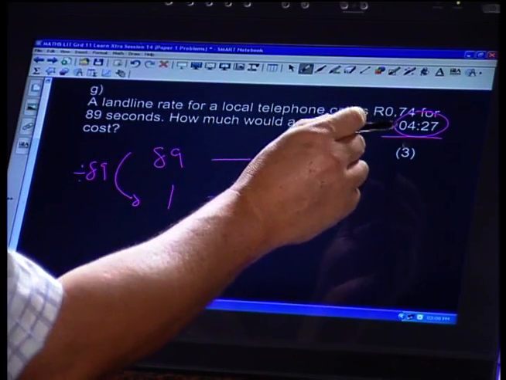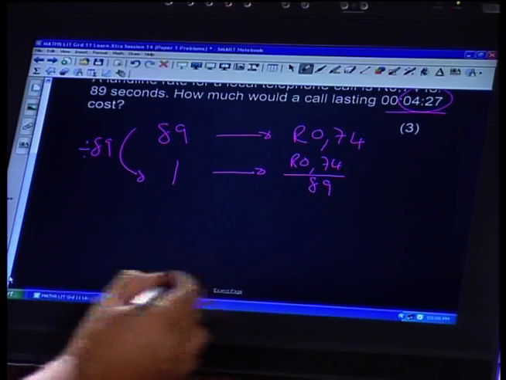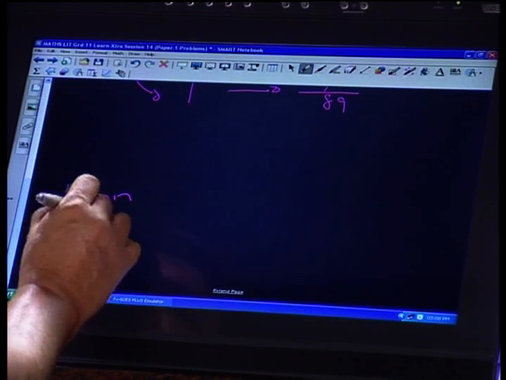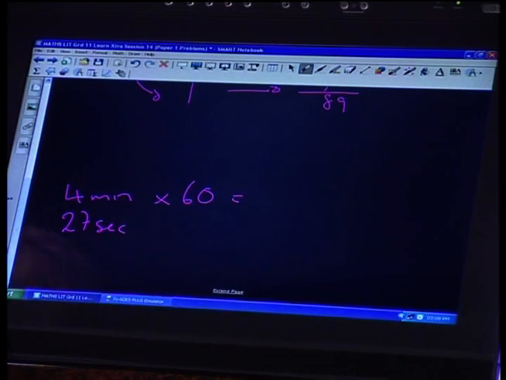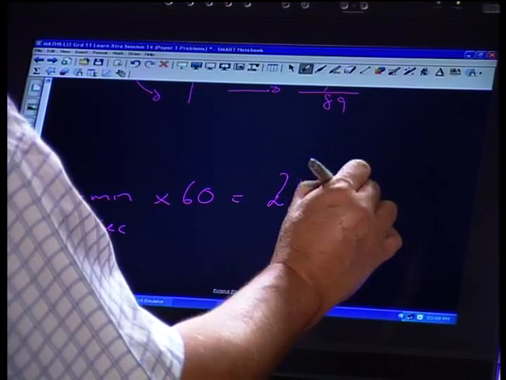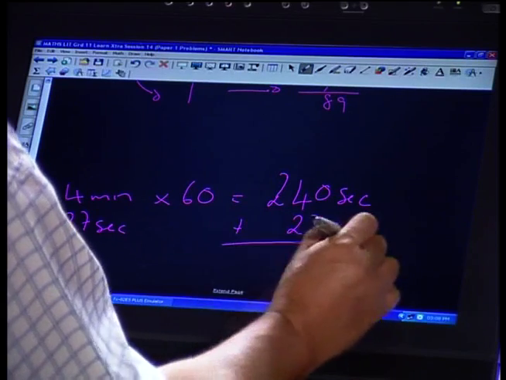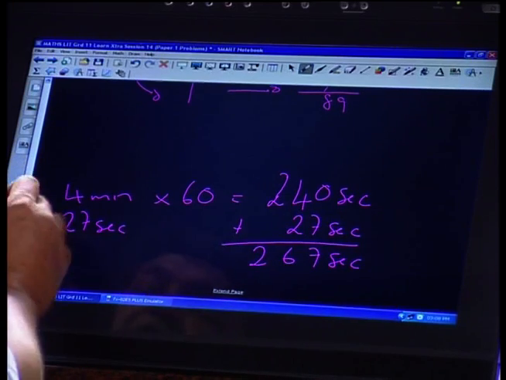But now, I want to know that amount of time. How many seconds is 4 minutes and 27 seconds? Let's find some more space to write here. We are going to say 4 minutes, and I've got 27 seconds. Well, 4 minutes, to change it to seconds, we're going to multiply it by 60, aren't we? Of course we are. Why? Because there's 60 seconds in a minute. So 4 times 60 is going to give me 240 seconds. I'm going to add the 27 seconds, and I land up here with 267 seconds.